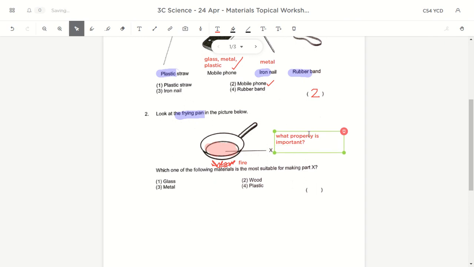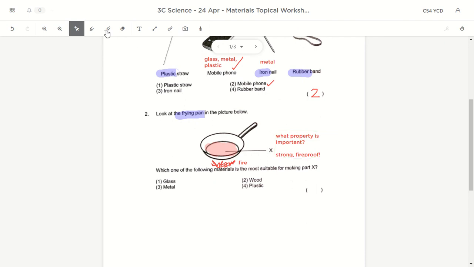Okay, so this is a frying pan. What's important is that it needs to be strong. I mean you don't need it to break halfway as you cook. And then of course there's a fire underneath, so it needs to be fireproof as well. So 2 things are very important here. Need to be strong, need to be fireproof. Fireproof means that it can withstand fire, it won't burn.